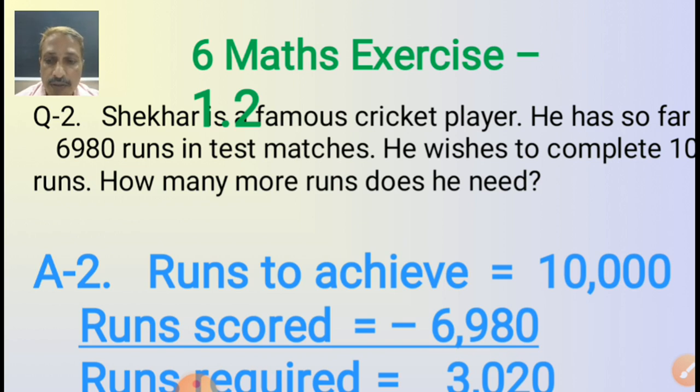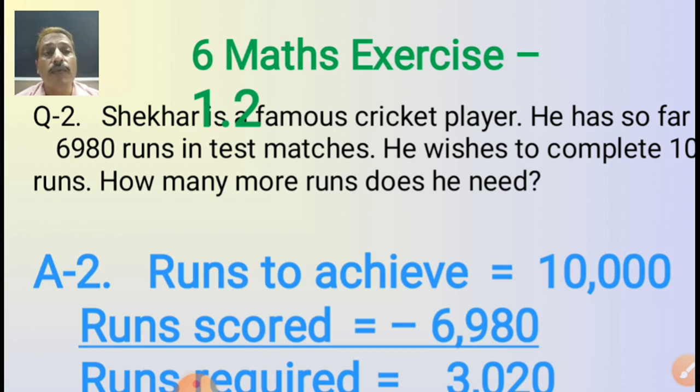Very good. Subtraction, minus. And what is the rule of subtraction? There are two numbers, one small number and one big number. What do you have to do first? Yes, you have to write the big number first. So here our big number is 10,000. You can write 10,000 first and then minus 6,980.